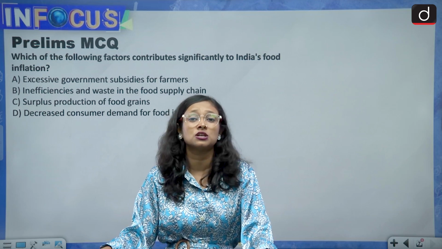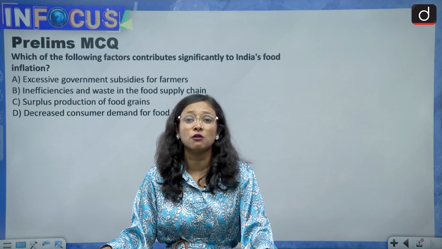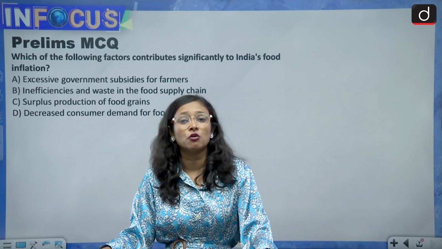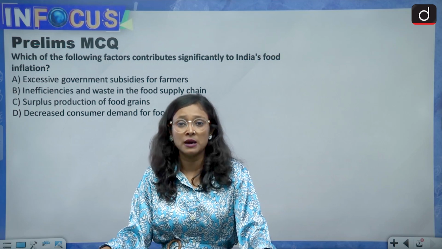India is an agriculture-based country, and it needs good agricultural support from the government. So what is the role of the government here, and how should the state intervene in such matters?